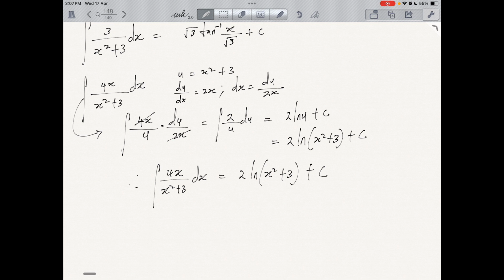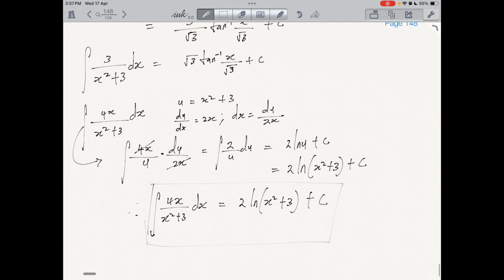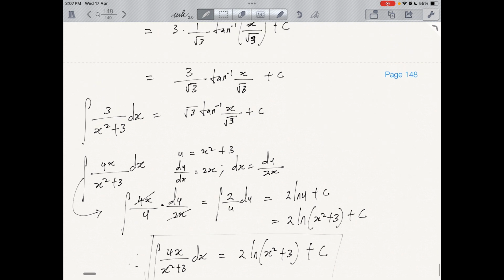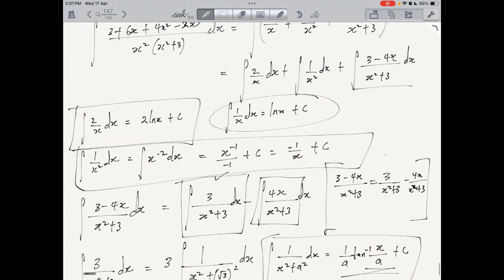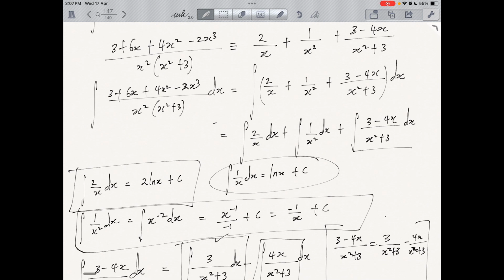Now let us mark out the important part of the question. We have solved this integral of 4x over x squared plus 3 dx. Likewise, we have solved the integral of 3 over x squared plus 3. Likewise, we have solved the integral of 2 over x and also the integral of 1 over x squared. And let's go back to our question, where we are asked to solve the integral of 2 over x plus the integral of 1 over x squared plus the integral of 3 minus 4x over x squared plus 3.